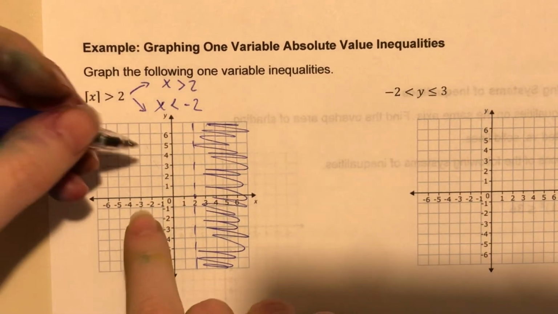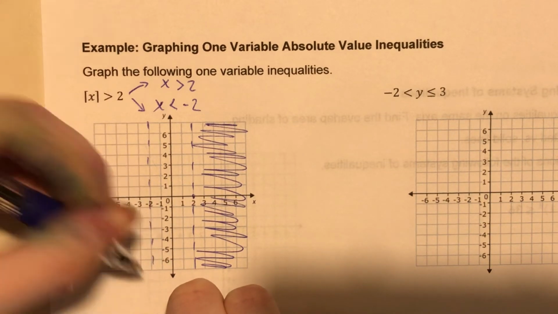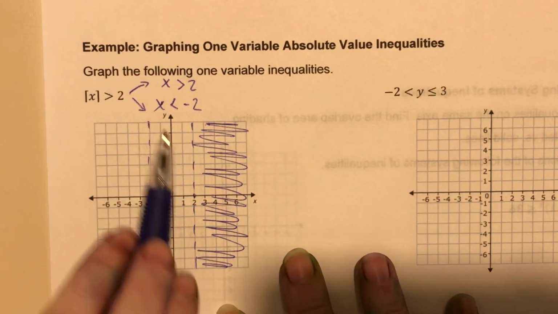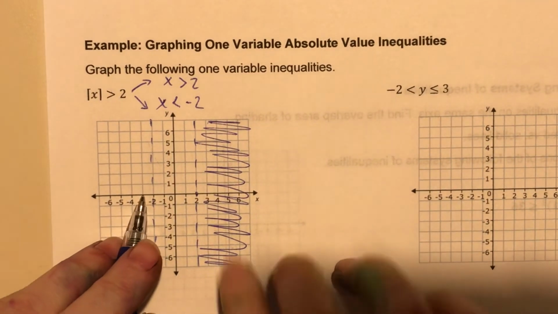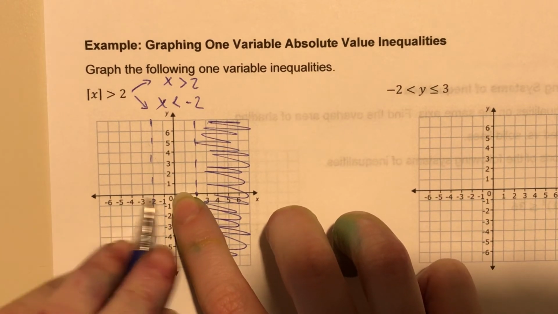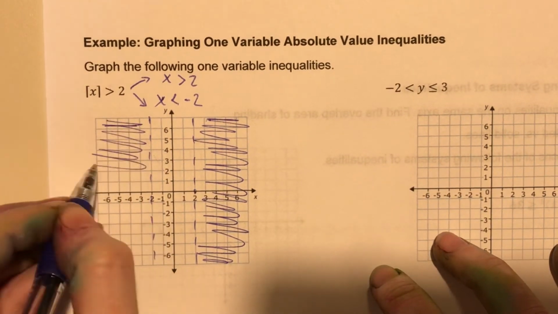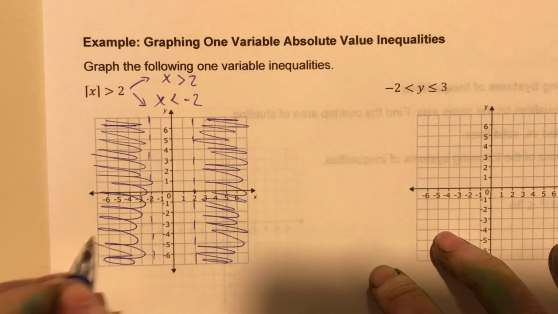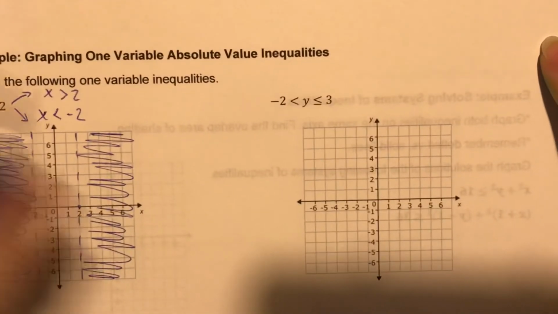And the reason for that is because all of the numbers that are less than negative 2 on the x-axis, all of these numbers are also having an absolute value that's bigger than 2 because this number is more than 2 away from 0. This number is more than 2 away from 0. So any number below negative 2 is also going to be included in the solution set of this inequality.